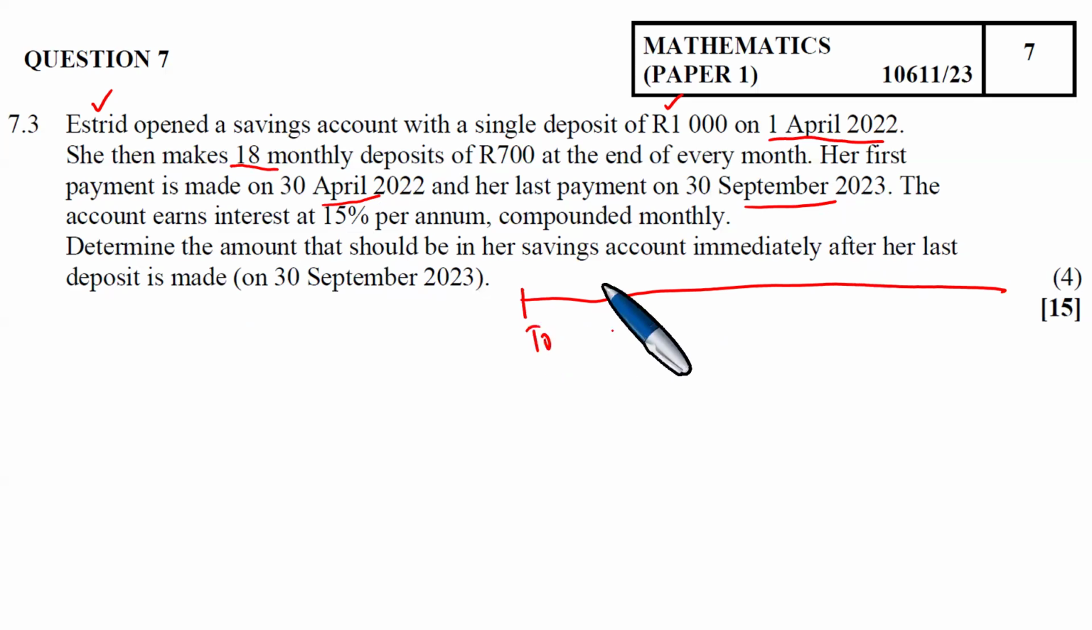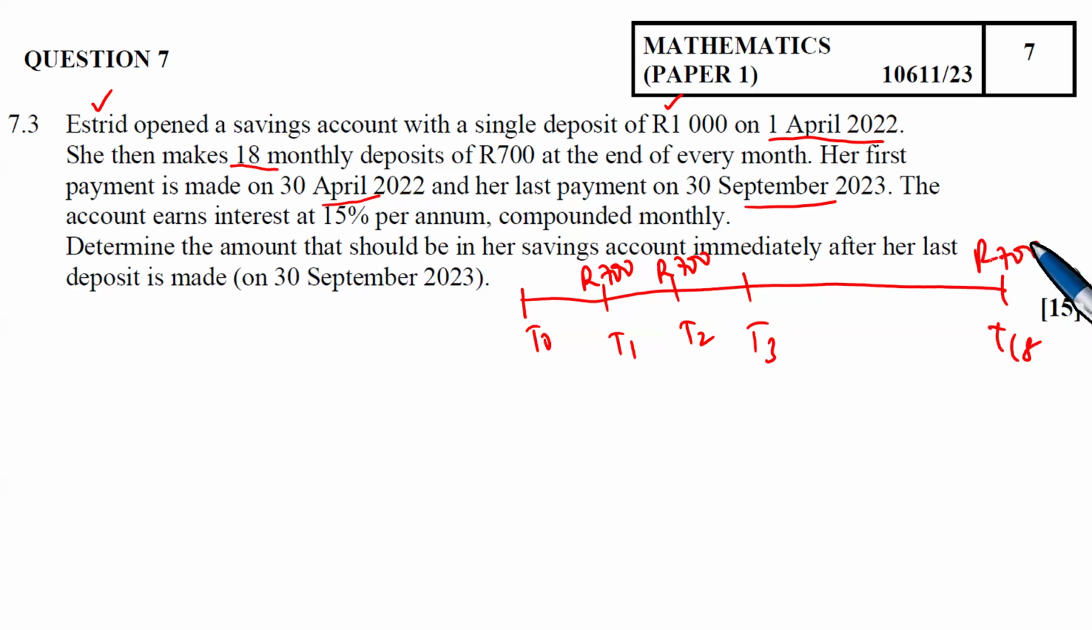Right, and then there's time zero, there's time one, there's time two, there's time three, and so on and so forth, and this goes on. But now, if she makes 18 monthly deposits of 700 rand at the end of every month, so there's going to be 700, another 700, and these are like 18 of them. And at T18, there's going to be another 700. Obviously the first payment is made on the 30th of April 2022 and the last payment on the 30th of September 2023. So you are able to see that clearly what you have here is a total of 18 months.